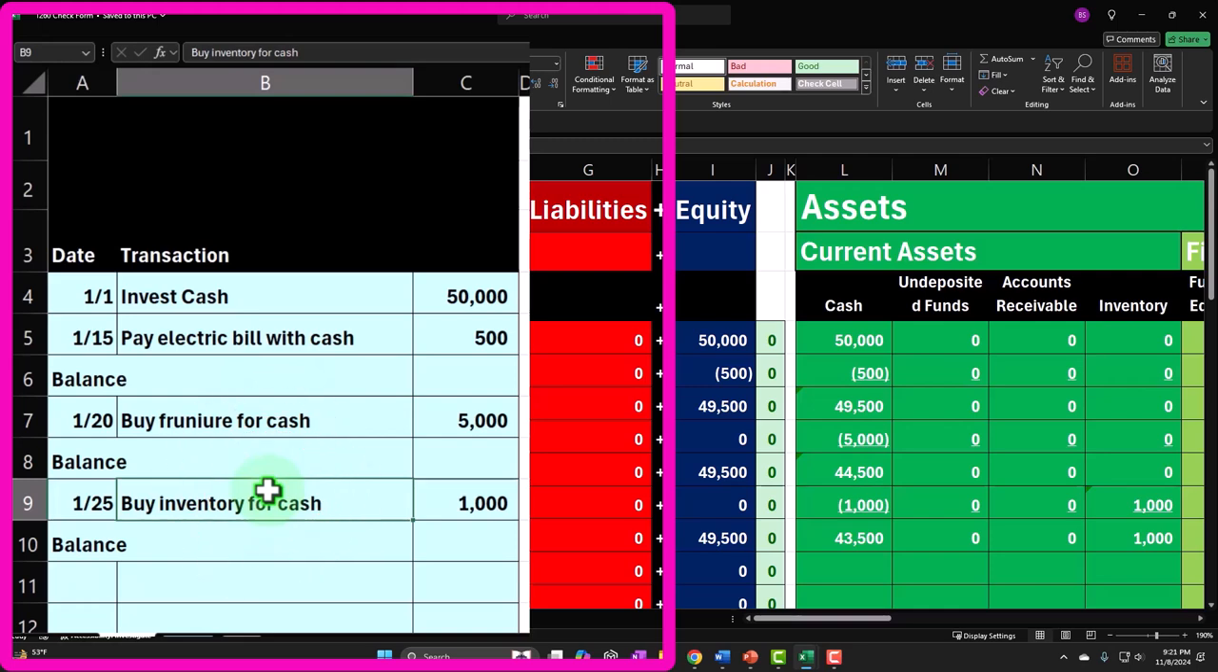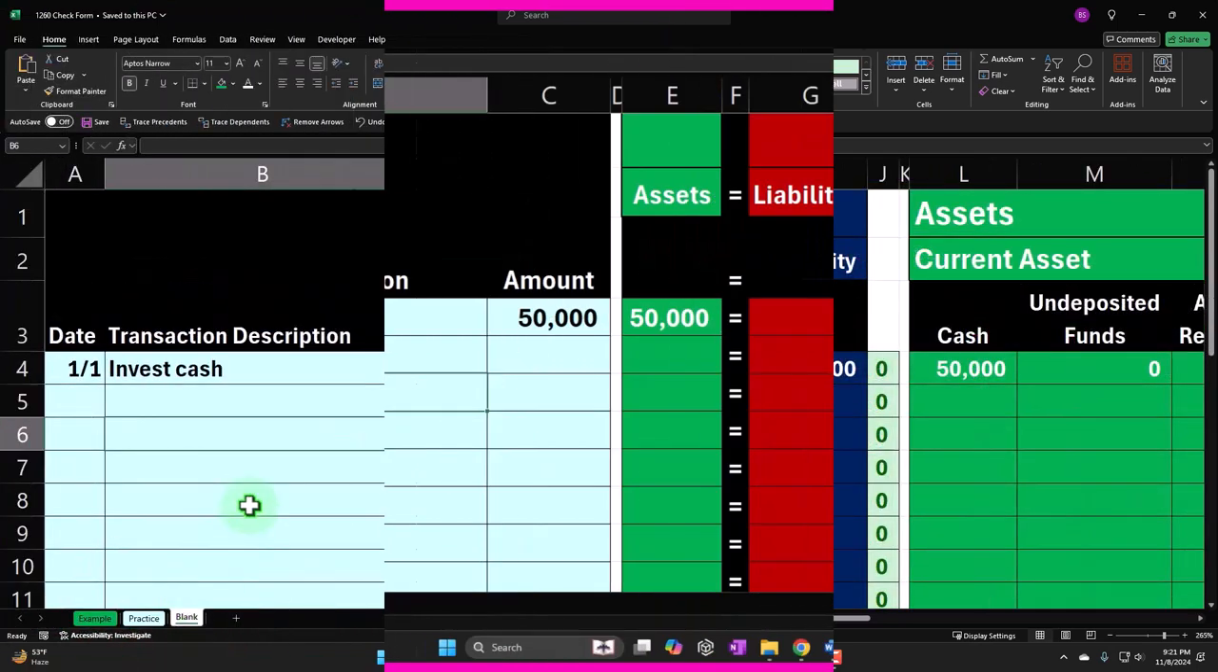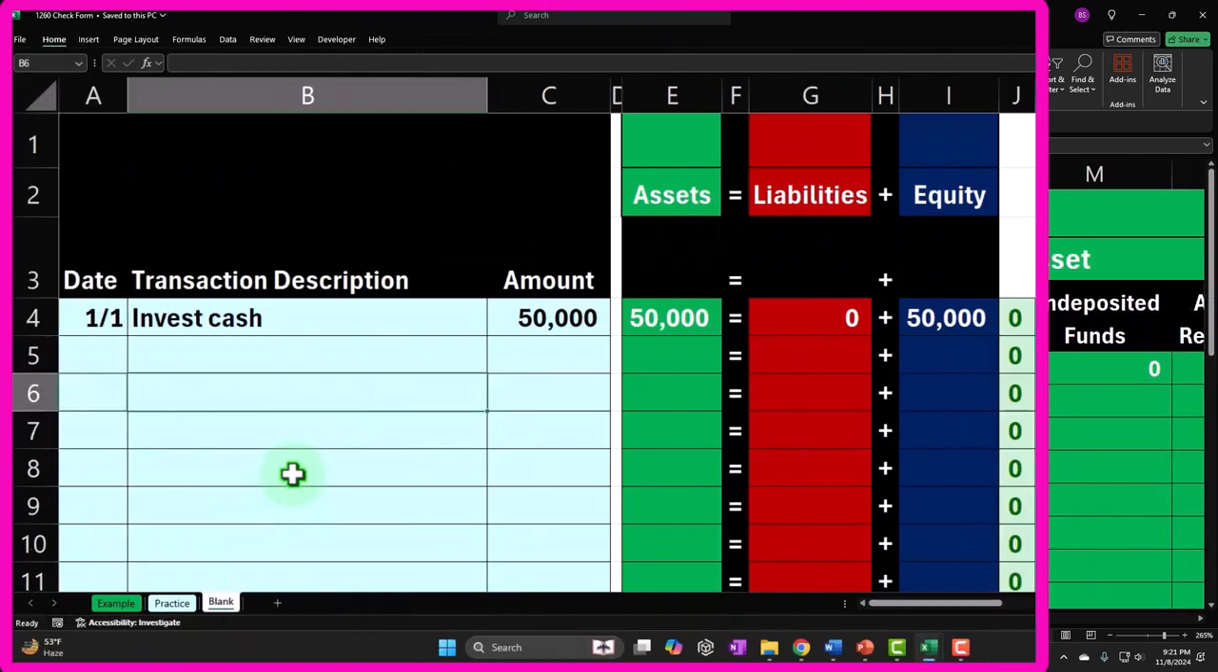Similar types of transactions we did before with a bill form, but this time using a check form, paying for them as we go. The practice tab will have pre-formatted cells. It'll look much like, however, the blank tab, because we're basically just working in the template that we had set up before.